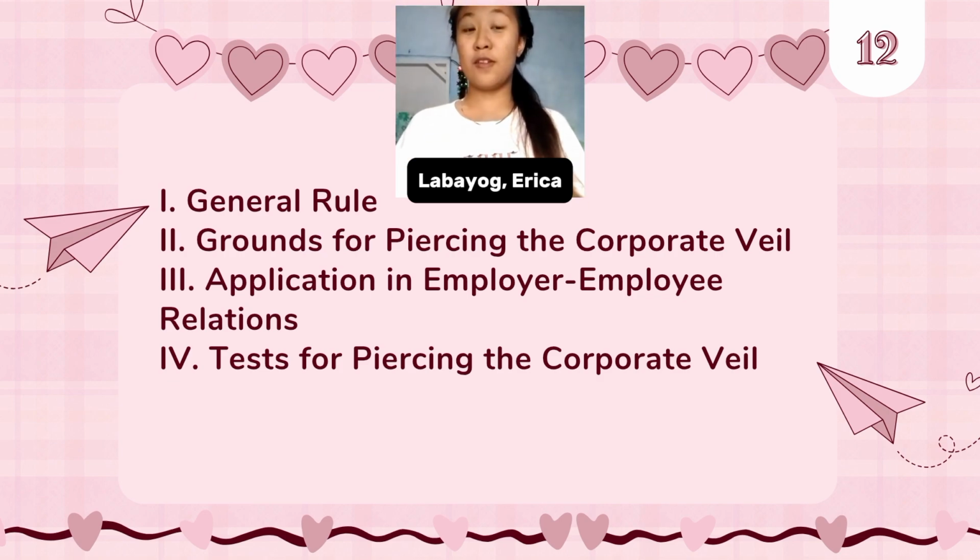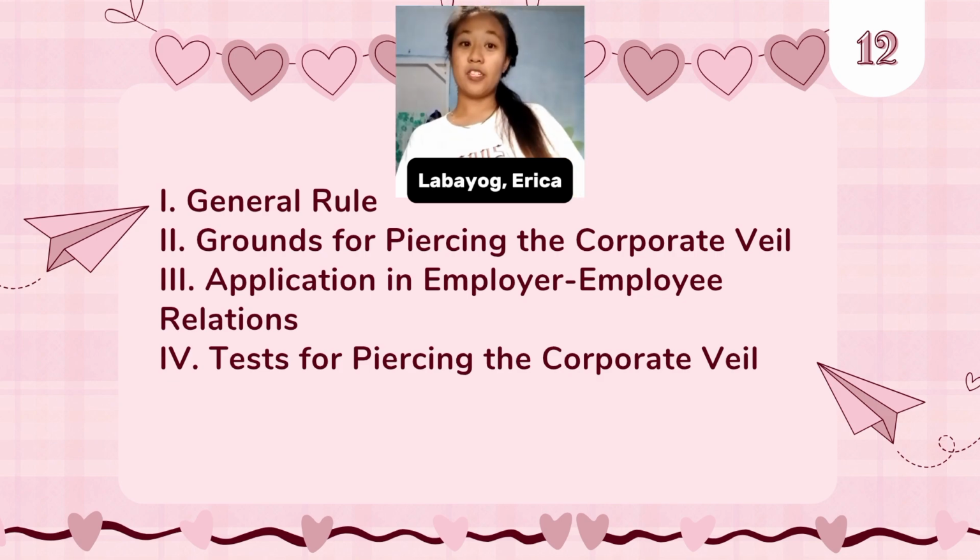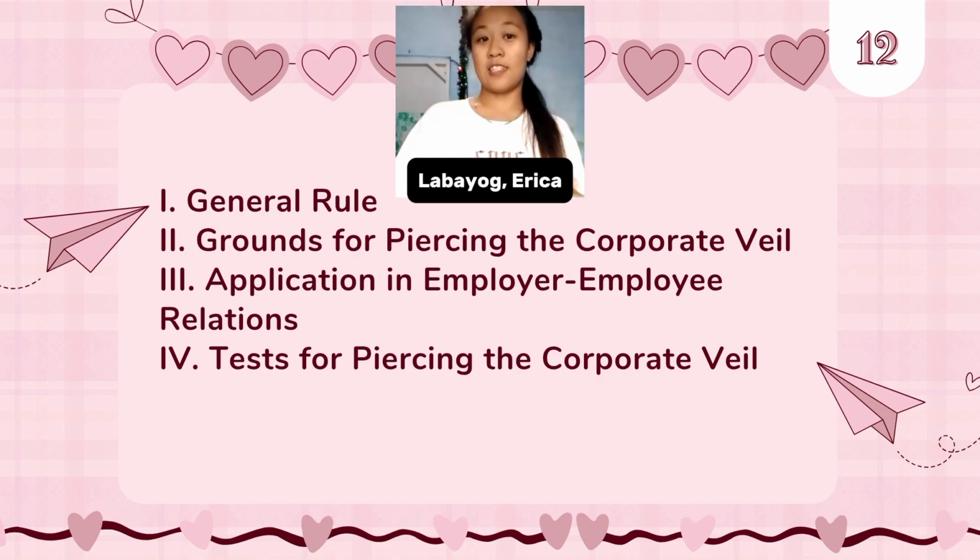The second one is the grounds for piercing the corporate veil. In labor cases, the doctrine is invoked under specific circumstances where justice and equity demand holding individuals or other entities liable. The Supreme Court has consistently held that the corporate veil may be pierced when the corporation is used as a cloak to cover fraud or illegal acts, an alter ego or instrumentality to defeat public convenience, justify a wrong or perpetuate injustice, or a vehicle to evade existing labor laws and obligations.